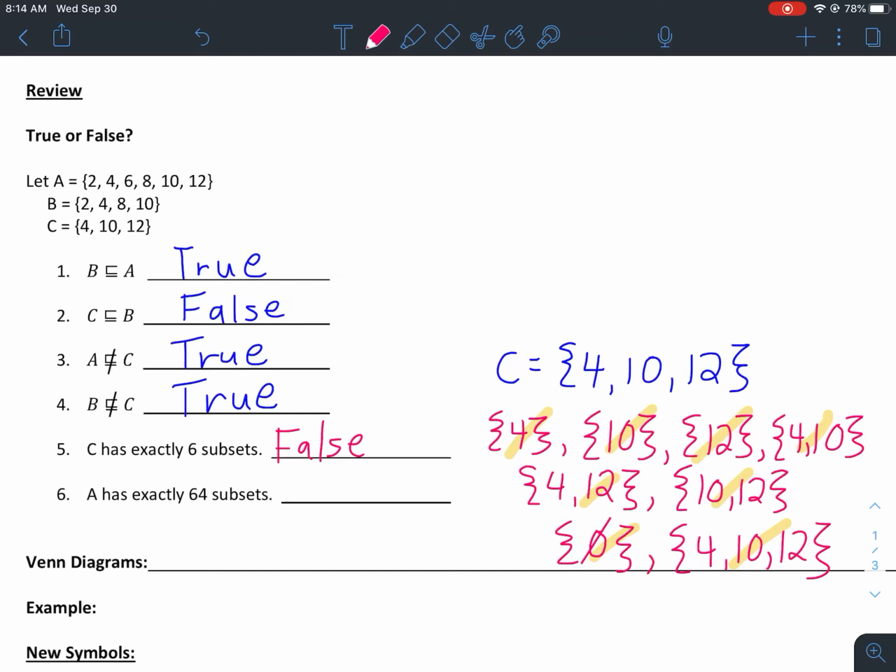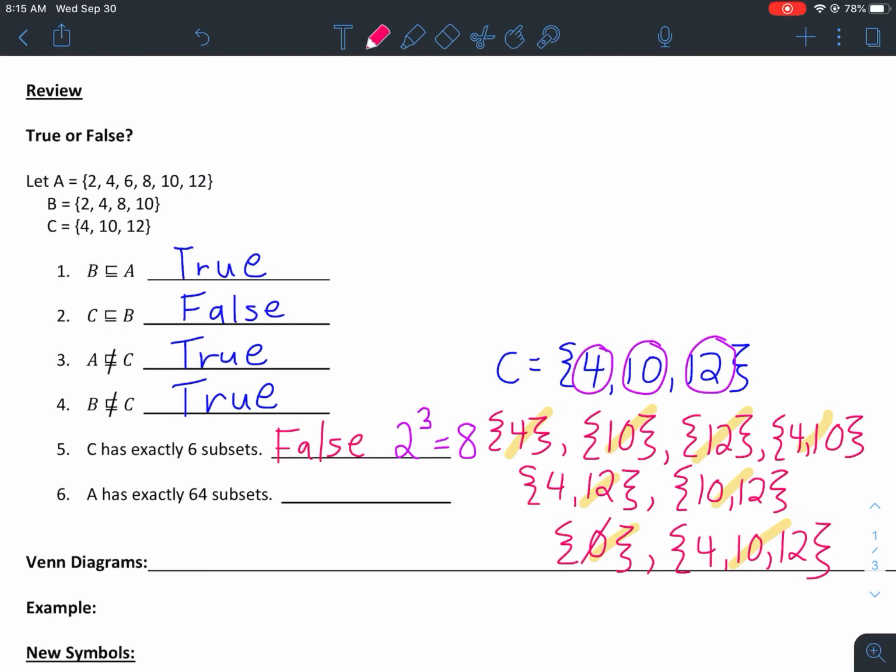But the thing is, if we're asked for exactly how many subsets something has, we don't want to count it out like that every single time. So there's a shortcut. The shortcut is you take 2 and you raise it to the number of elements. So how many elements are in C? There's 1, 2, 3 elements. So we do 2 to the 3rd power. That will tell us how many subsets there are. 2 to the 3rd means 2 times 2 times 2, which is 8. So we know it's false because there are 8 subsets, and we just found that to the right.